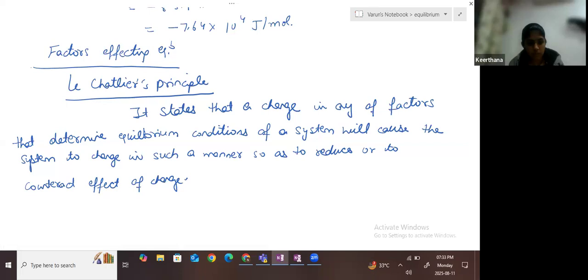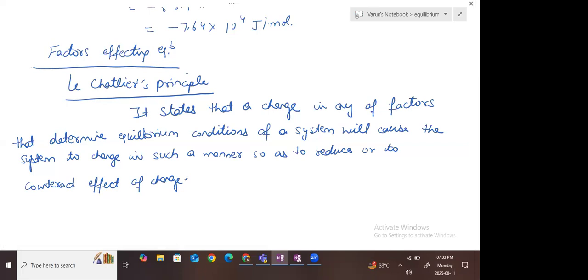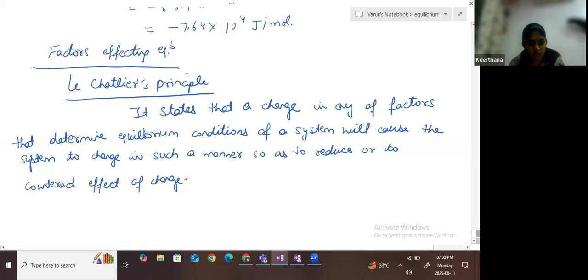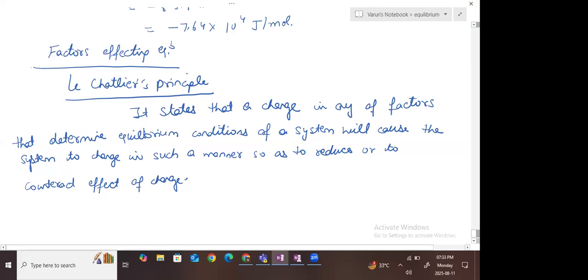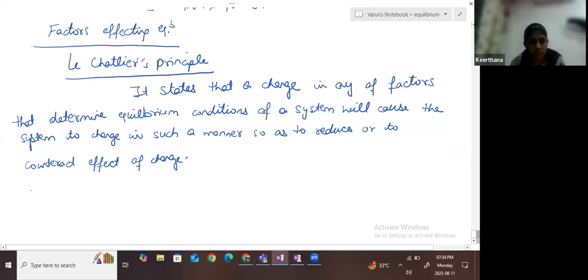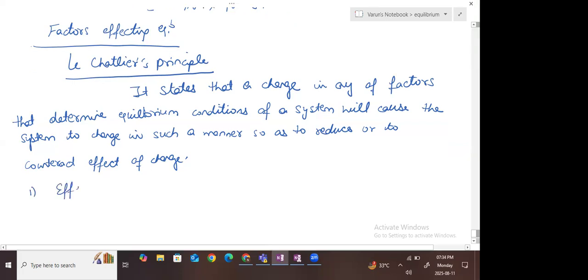अगर मम्मा ने हमें 10 रुपए दिए, तो हमने क्या किया, फटाफट उसको खर्च करना शुरू कर दिया ताकि हमारे 10 रुपए किसी को दिखे नहीं. Clear? In the same way, Le Chatelier principle works. So the first effect is the effect of concentration change.